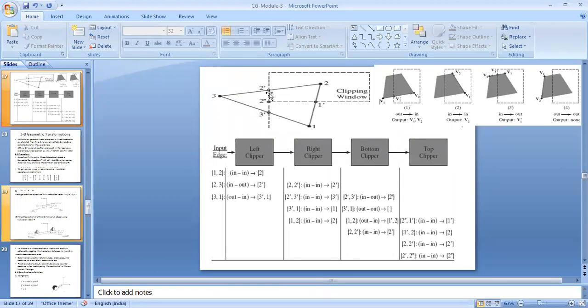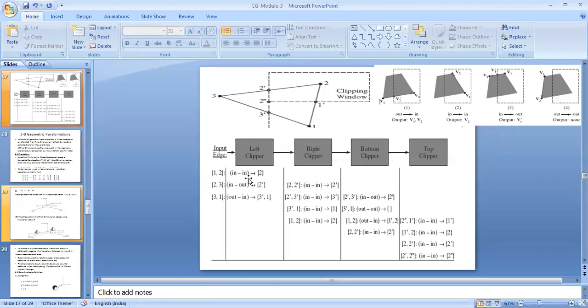In that scenario, my clipping boundary is this. If I consider this clipping boundary, this is outside, and all these things are inside. So now if I take 1 to 2, obviously it is in to in, because this is my boundary. Both 1 and 2 are inside the clipping region, so 1 to 2 is in to in.